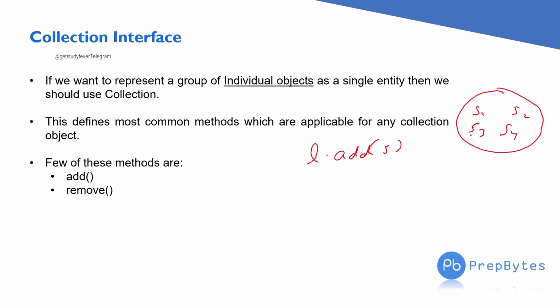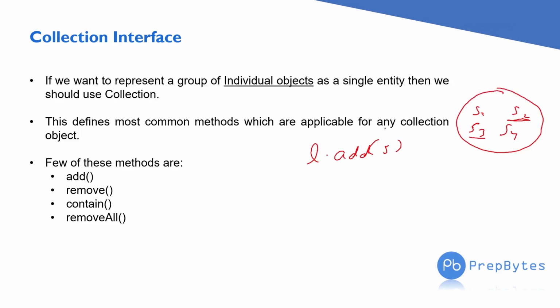If you want to remove s3, then we will use the remove method. Then contains: if you want to check whether s2 is in the collection or not, simply use the contains method. We will see all these methods during the class implementation. So when I take a coding example, I will use all these methods.